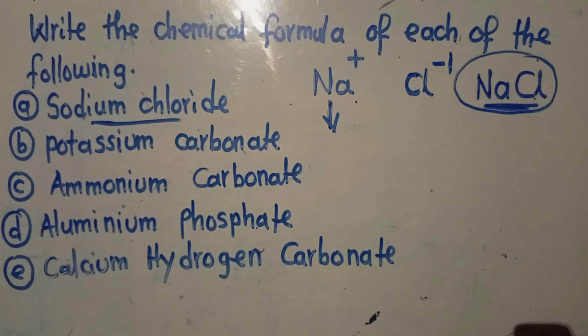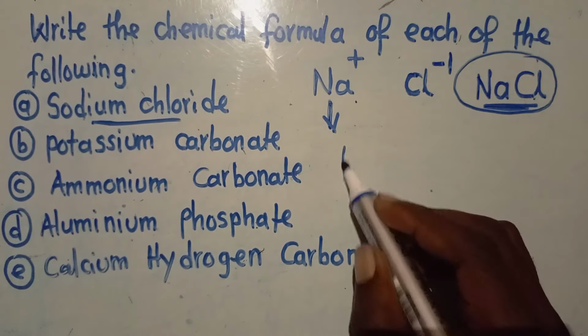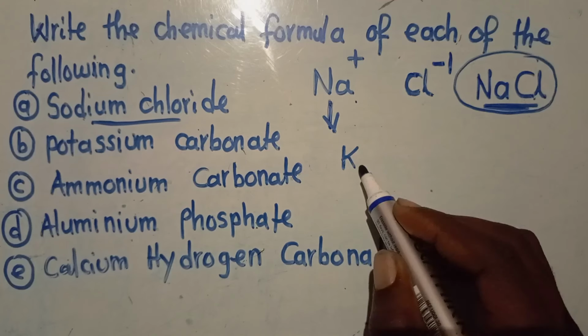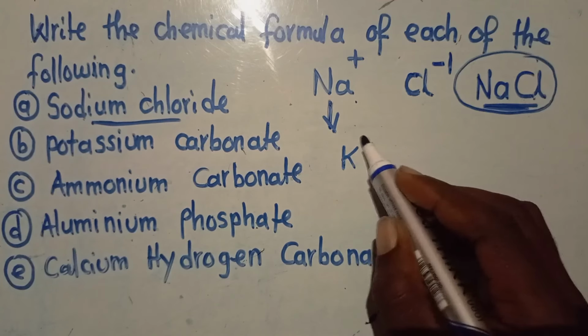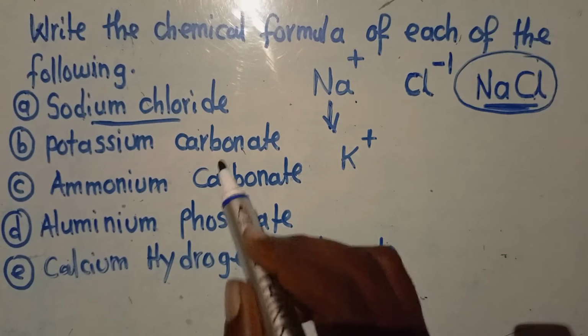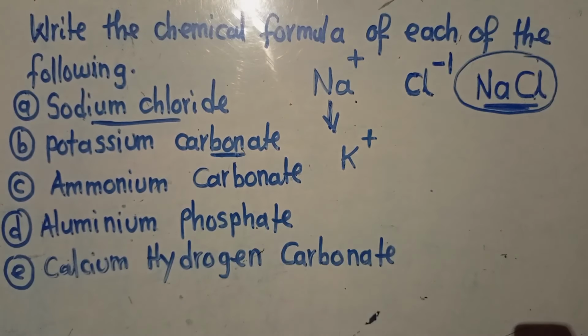We move now to the other one, which is potassium carbonate. So we move to potassium carbonate. Potassium is in group 1. So you say, okay, potassium is in group 1, meaning that the valence is 1. Then a carbonate, these are radicals. So radicals are not on the periodic table. You just need to know them.